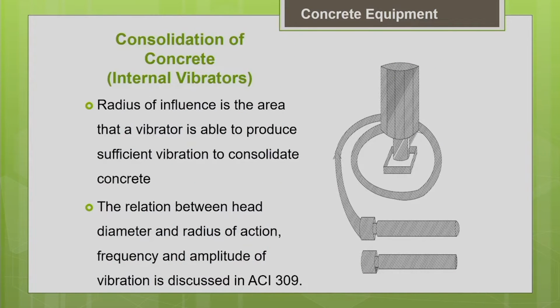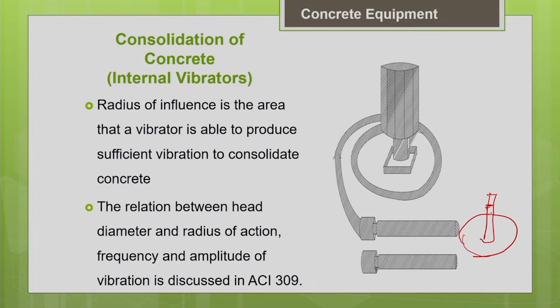So, basically every needle vibrator will have its own radius of action. This is the casing or the head. As I told you, at the bottom you have the casing or the head. How much will be the area of influence? That depends upon the diameter or the radius of your head. This casing head diameter will determine the radius of influence.